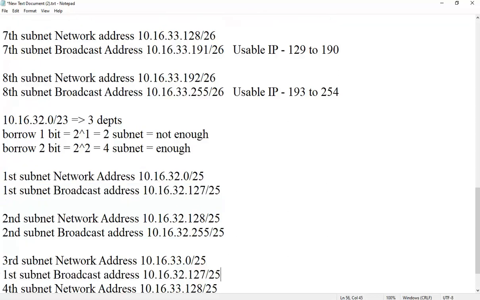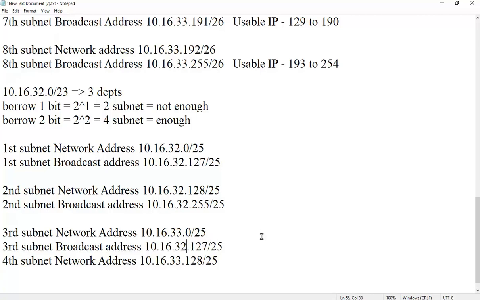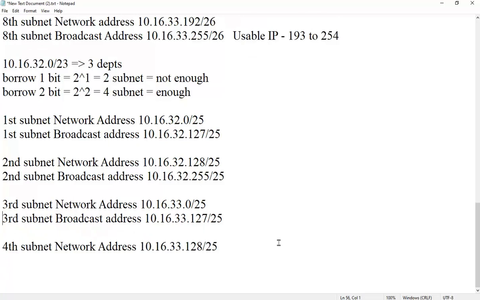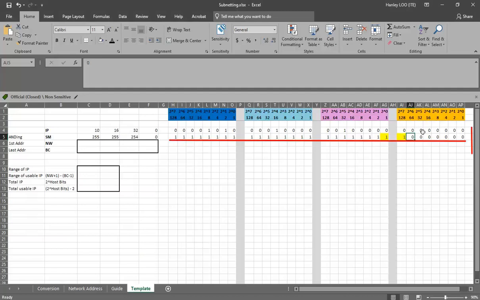Okay, and the third subnet, 128 minus 1 will be 127. But take note of the third octet. The third subnet broadcast address will actually be using the fourth subnet network address, 10.16.33.128 minus 1, which will give me 10.16.33.127. And last but not least, the fourth subnet broadcast address will basically be 10.16.33.255.